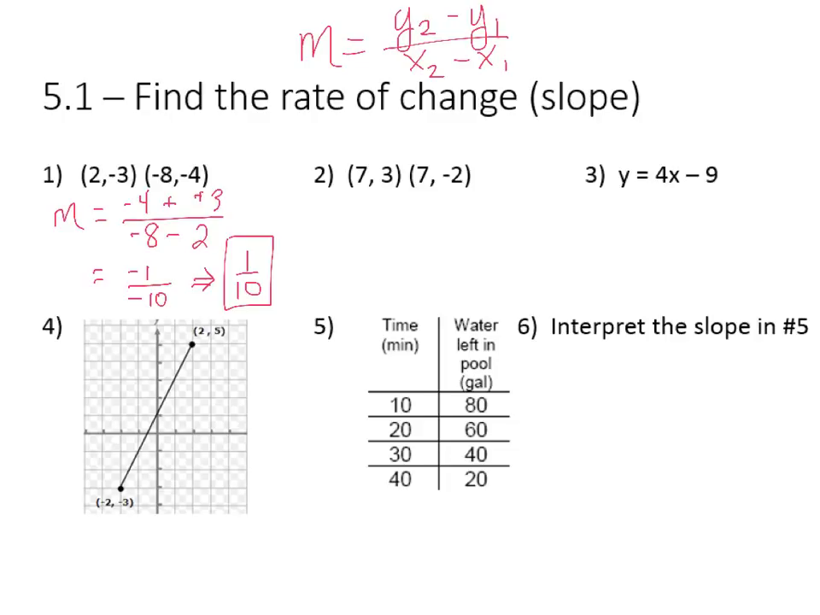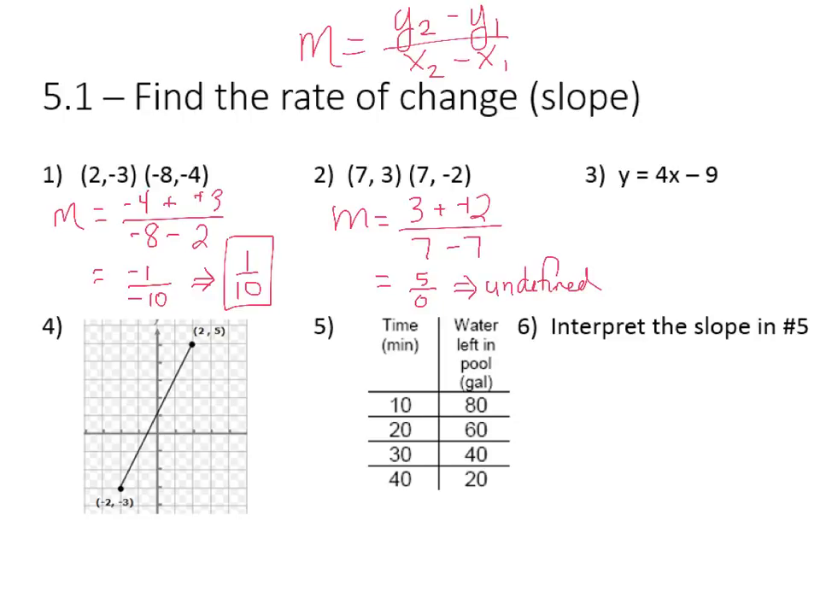Let's try number 2. It looks like the same kind of problem. Y minus y over x minus x. What's different here is that your denominator ends up being a 0. Recall that if your denominator is a 0, that's undefined. This would be a slope of undefined.